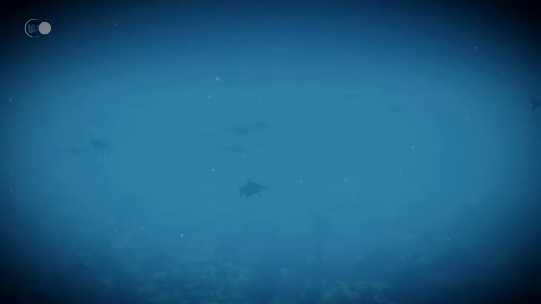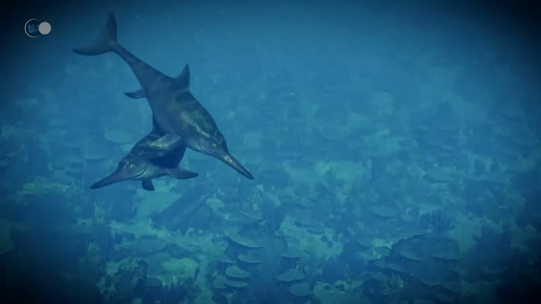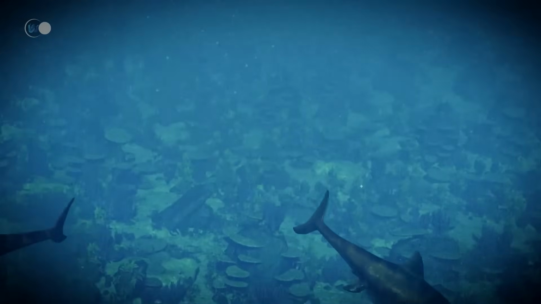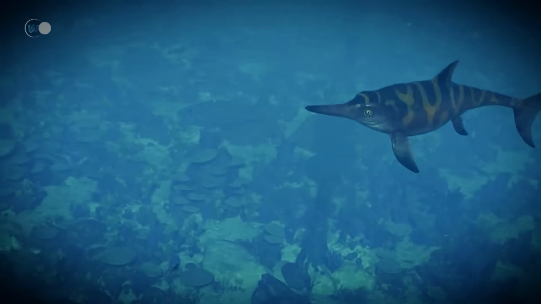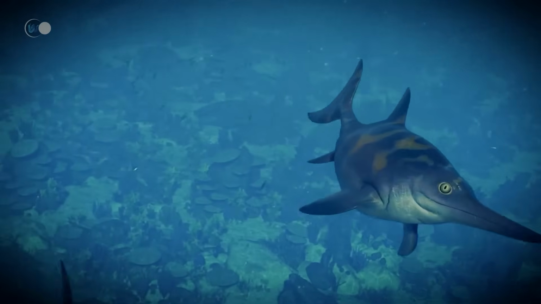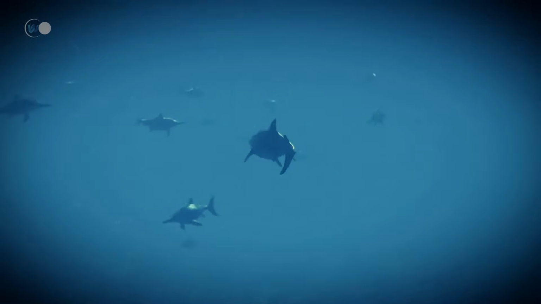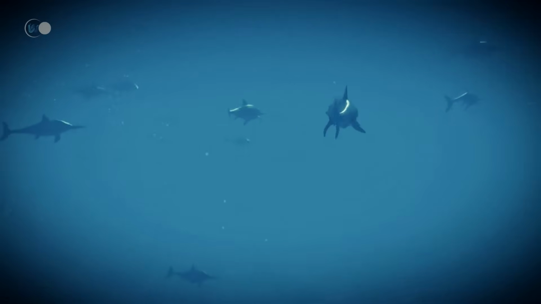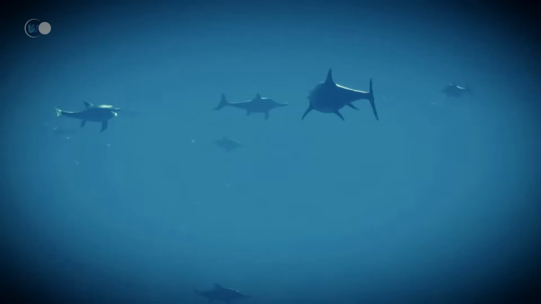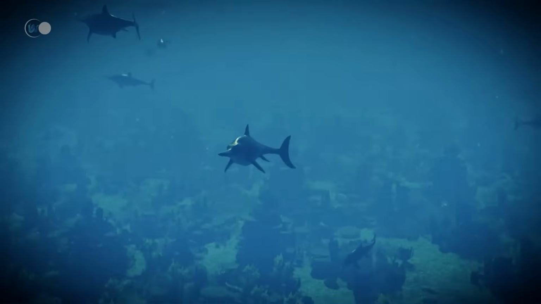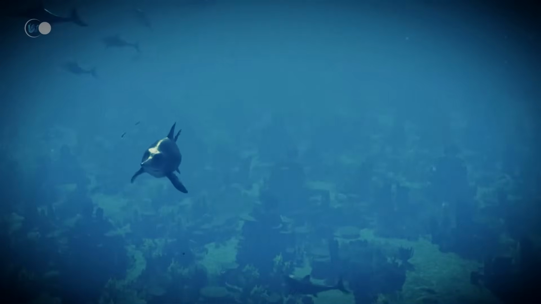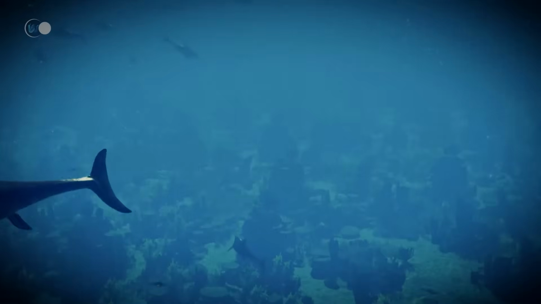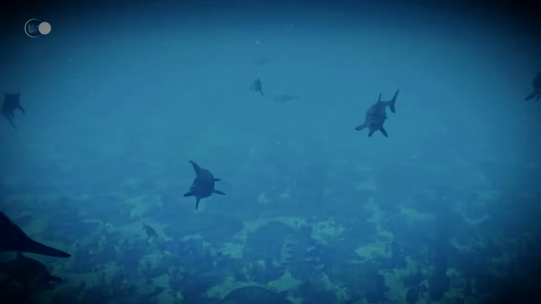Let's focus first on the true masters of the Norian seas, the ichthyosaurs. Their name, meaning fish lizards, reflects their streamlined shape, with an elongated snout ideal for hunting. Fast, agile, and capable of deep dives, they dominated the ocean as top predators in the food chain. Their diet consisted of fish, various cephalopods, and sometimes smaller marine reptiles.